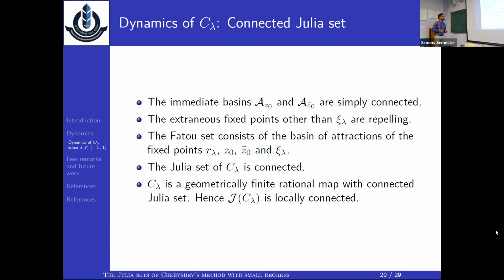So in the whole dynamics, the immediate basins of z0 and z0 bar will also be simply connected. The other extraneous fixed points apart from xi lambda will be repelling. The Fatou set consists of the basins of attraction of these four attracting or parabolic fixed points. The Julia set is connected.